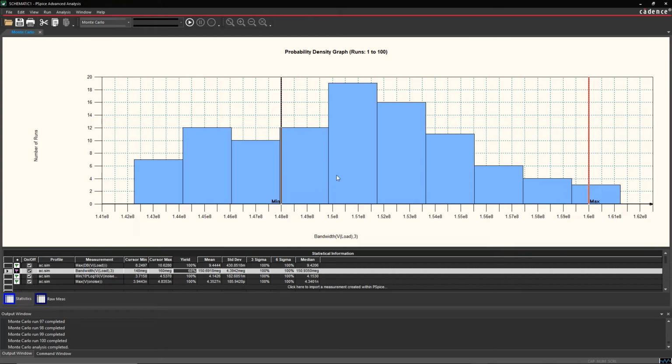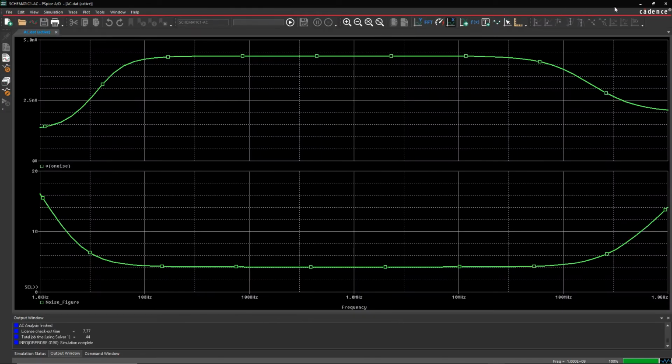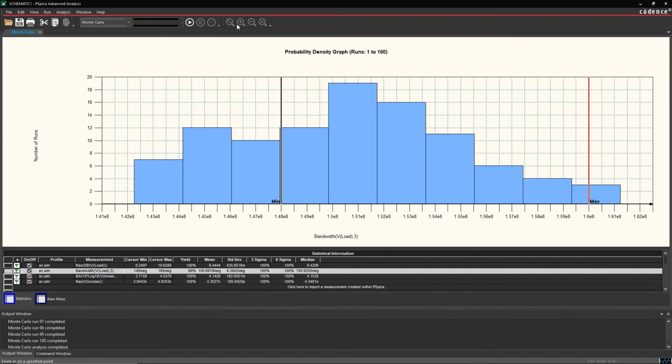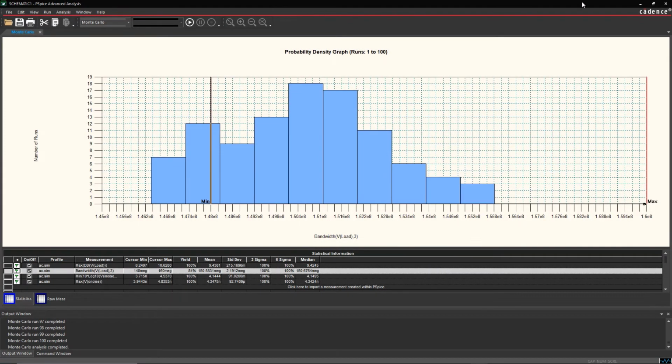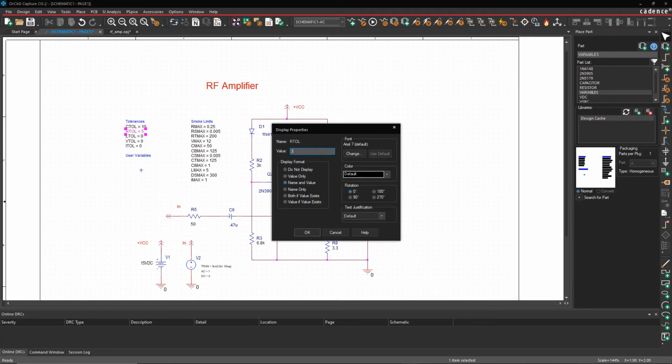Since we're not willing to have 32% of our designs fail, OrCAD lets us easily tighten component tolerances on an individual, global, or even a sub-circuit level. For this example, we'll tighten the global resistor tolerance on the design from 10% to 5% and rerun the simulation. With the yield improving to 84%, let's tighten the resistor's global tolerance to 3% to try and get closer to 100% yield.